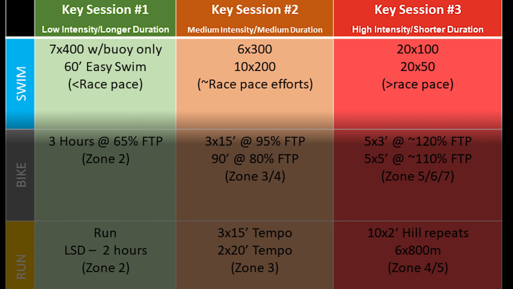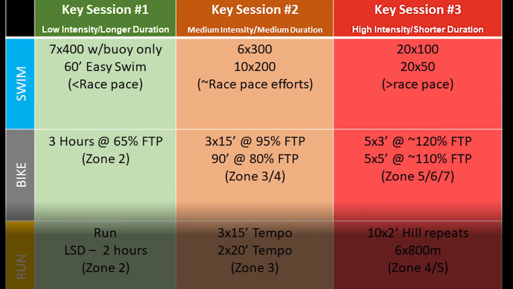Moving on to the bike. Key session number one is an easy long bike. So it could be 3 hours at 65% FTP. If you're not familiar with power, it's going to be zone 2 heart rate for you.